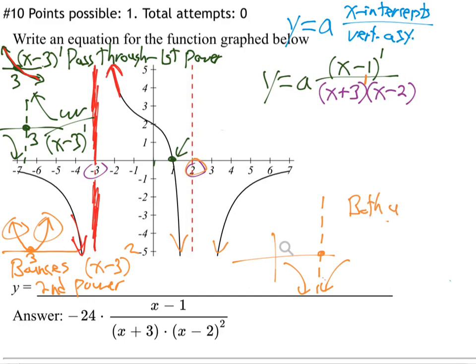If they're both up or both down, it's second power. So that would be, this is at 3. This would be x minus, well, it's in the denominator because it's a vertical. So it'd be whatever number over x minus 3 to the second power.